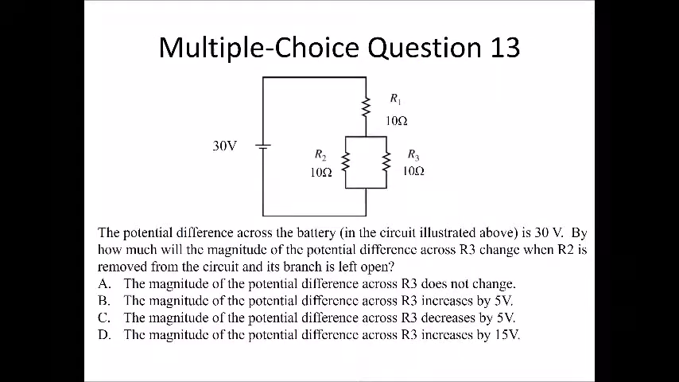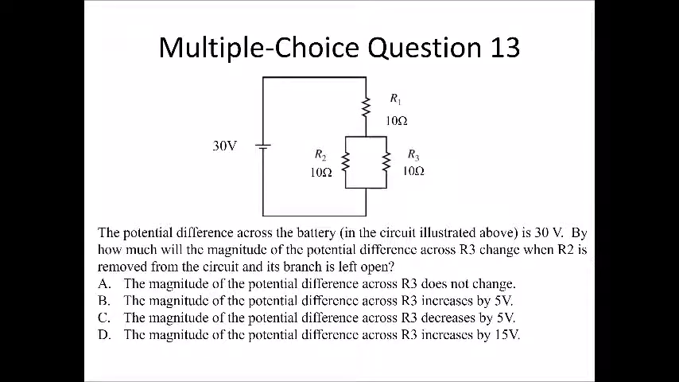So here's multiple choice question 13. The potential difference across the battery in the circuit illustrated above is 30 volts. So we're looking at a combination or mixed circuit. By how much will the magnitude of the potential difference, maybe voltage drop, across R3 change when R2 is removed from the circuit and its branch is left open?